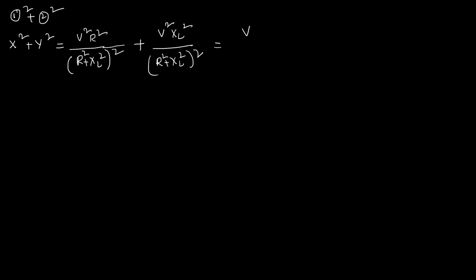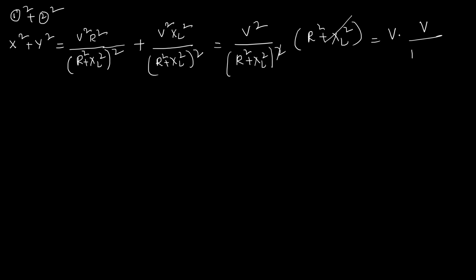So take the common elements out. So this is R square plus XL square whole square. What is left over here? R square plus XL square. So one of the terms gets cancelled. You'll be getting V into V by R square plus XL square.